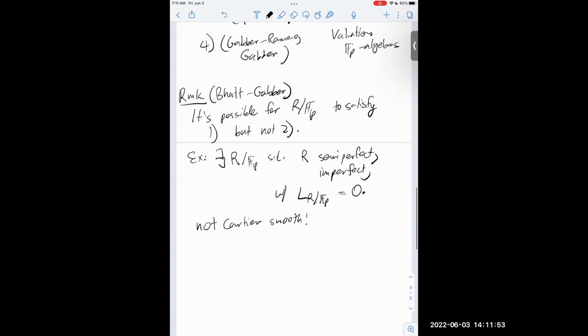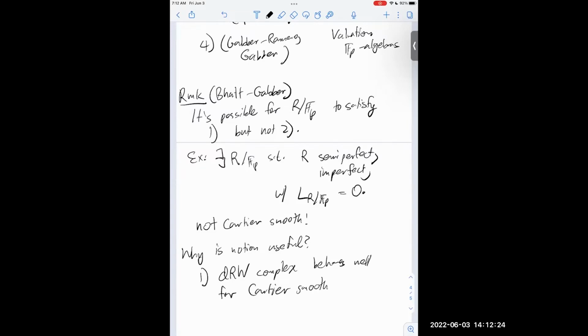Right, so why is this notion useful? Well, there are a couple of reasons. One reason is that for any Cartier smooth FP algebra, the theory of the de Rham-Witt complex is well behaved, essentially as nicely as it behaves in the case of smooth algebras over a perfect field. And I guess the theory of the de Rham-Witt complex is closely related to the Cartier isomorphism, so this is not surprising.